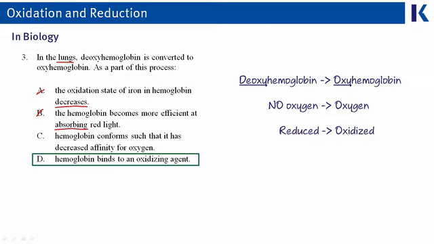Choice C says that in this process, hemoglobin has a decreased affinity for oxygen, but again, that's wrong too, because if you're familiar with hemoglobin, when it picks up some oxygen, it is then more likely to pick up even more oxygen, and in fact has an increased affinity. Choice D, however, is correct because hemoglobin itself is binding to an oxidizing agent. In this case, it's interesting, the oxidizing agent is oxygen.